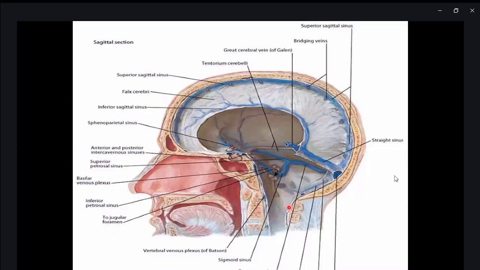So this is our falx cerebri with a superior sagittal sinus and an inferior sagittal sinus, and this lies between the two cerebral hemispheres. The two sinuses are joined by a straight sinus into this area that we refer to as the confluence of sinuses. On the lateral side of the tentorium cerebelli, we have the transverse sinus here, and this transverse sinus also comes to the confluence of sinuses.